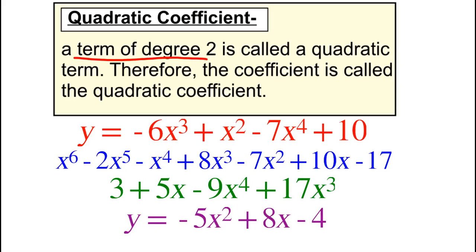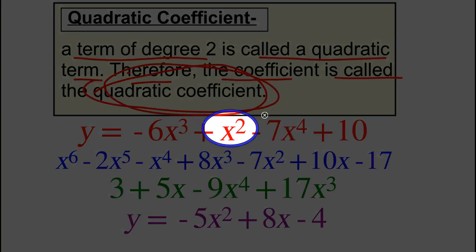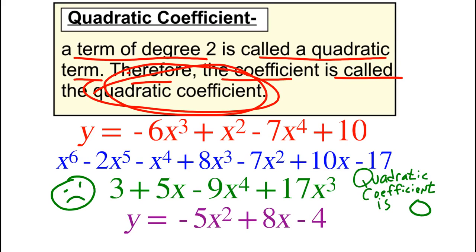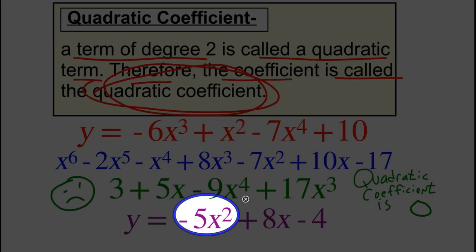A term of degree 2 is called a quadratic term. Therefore, the coefficient is called the quadratic coefficient. The quadratic coefficient right here is +1. In this polynomial, it's -7. This polynomial right here makes me sad because it doesn't have a quadratic term, so its quadratic coefficient is 0. I really like this polynomial. Its lead coefficient and its quadratic coefficient is -5.